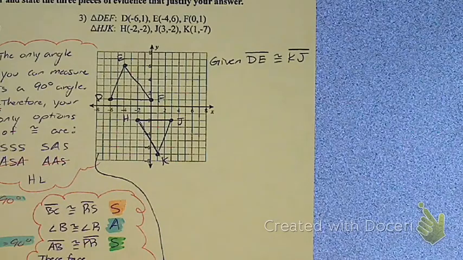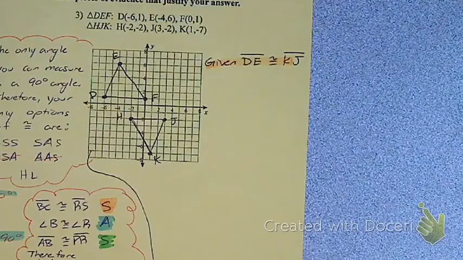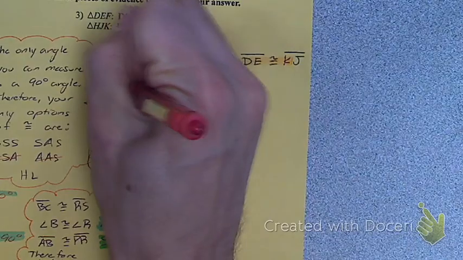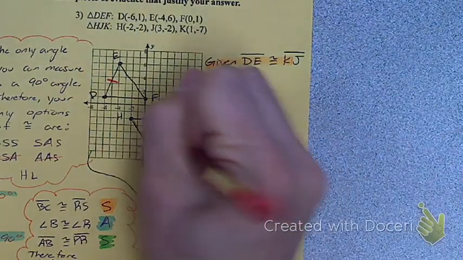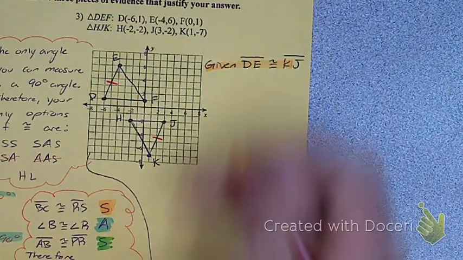So now the triangles are drawn and I'm giving you this information. What should you do with your picture right away? Go through and mark it. Mark DE and KJ as being congruent. Do any angles look 90 degrees? No. Therefore, you can't do HL. You can't do side angle side, because you can't prove that they're 90 degrees if they don't even look like it. So what's the only option you can do for this problem? Side, side, side.